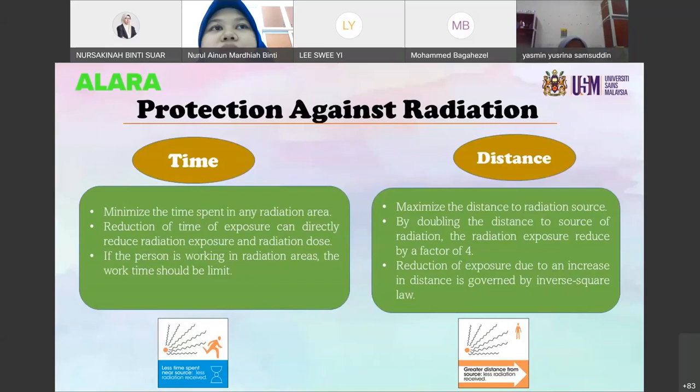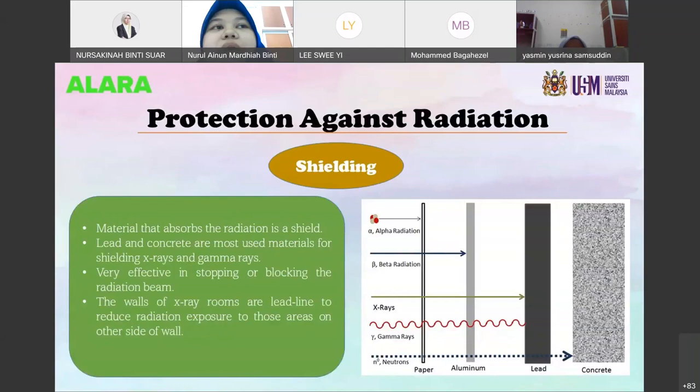Third, shielding is a material that absorbs the radiation. Lead and concrete are the most used materials for shielding of X-ray and gamma ray due to being very effective in stopping or blocking the radiation beam. The walls of X-ray rooms are lead lined to reduce radiation exposure to those areas on the other side of the wall. As you can see in the diagram here, gamma ray and X-ray can be stopped using lead material. However, gamma ray is more penetrating compared to X-ray due to its higher energy.